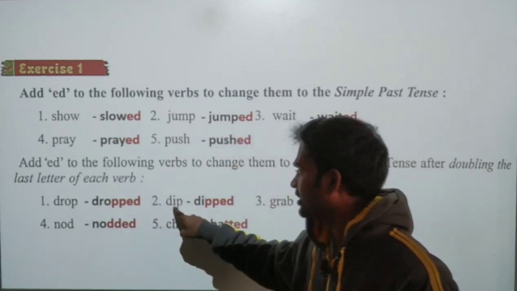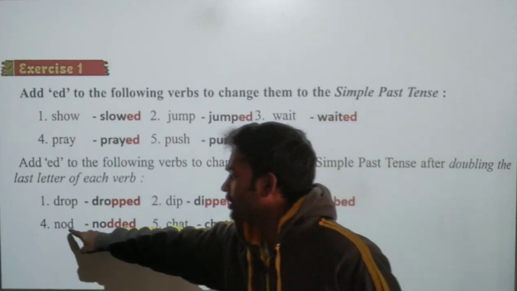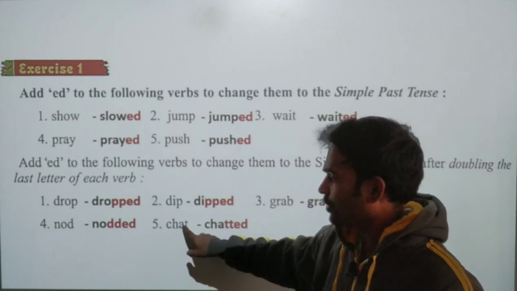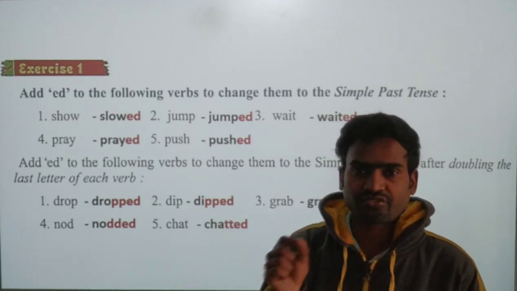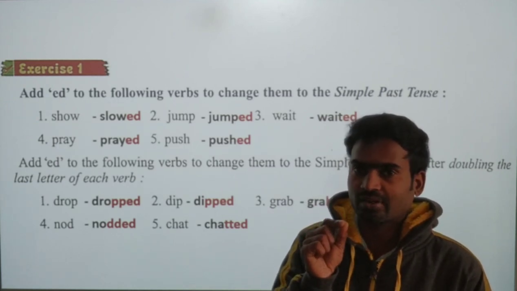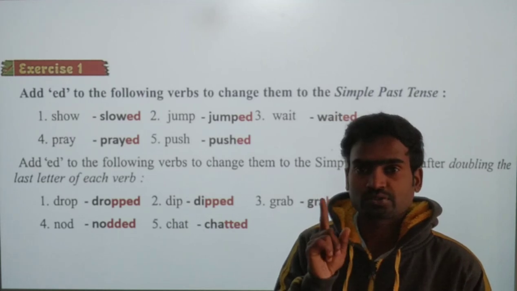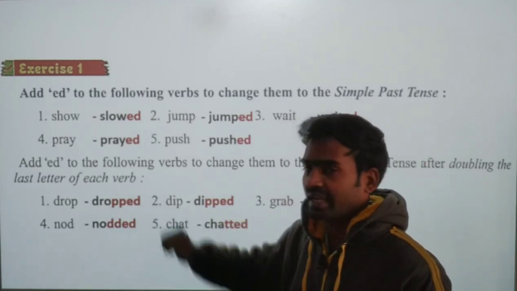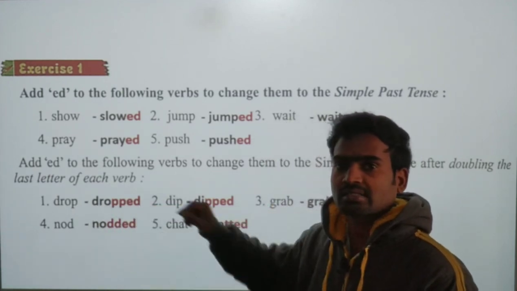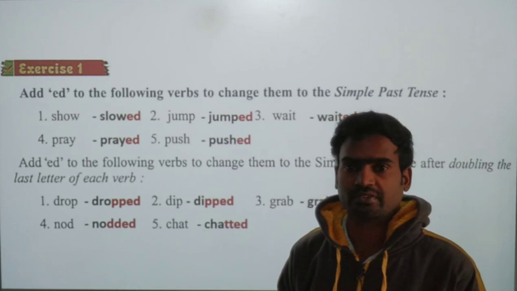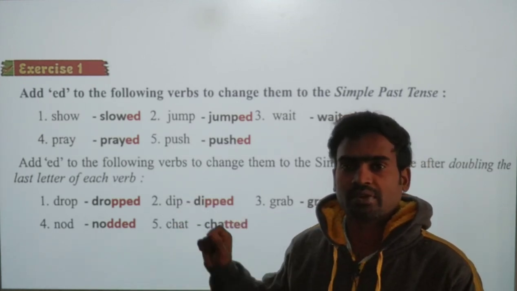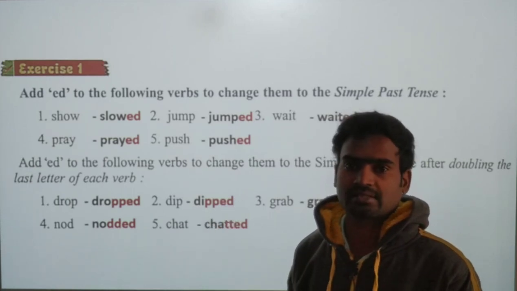O vowel, I vowel, A vowel, O again vowel, A vowel before T. So when the letter before the last is a vowel and the sound is also similar, then we have to make the last letter double. So this rule, in this type of verbs, is doubling the last letter of the verb. In this way only we have to double the letter to make it a simple past tense.